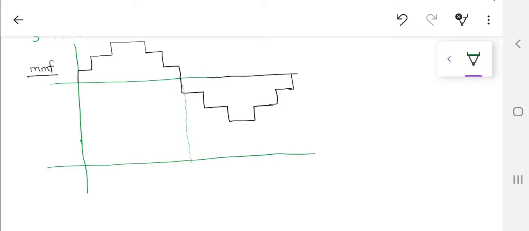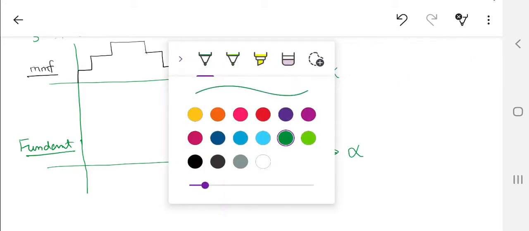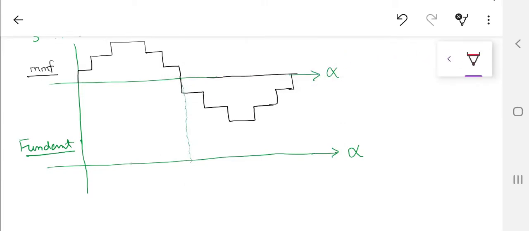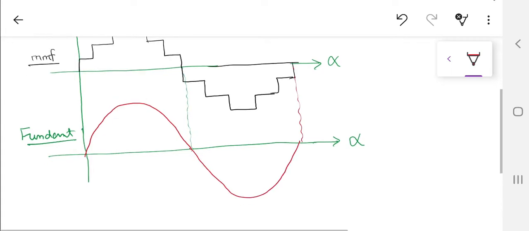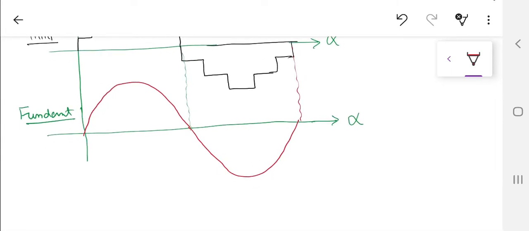Now since this is an MMF waveform, and since I am more interested in the fundamental here, and since on the x-axis I have the alpha angle, the space angle, when I draw the fundamental waveform of the MMF, it is certainly going to be a sinusoidal waveform. So this is going to be something like this, and if I draw the other side of that, this is going to be the fundamental waveform. Please remember, this is not time t on the x-axis, this is the space angle alpha.